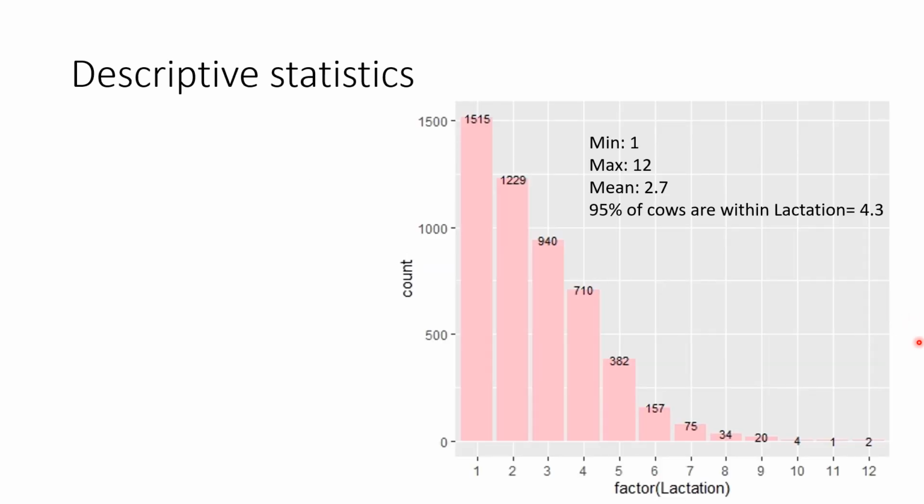Here we can see most of the cows are in first, second, and third lactation, and we have a mean of 2.7 lactations. 95% of the cows are within lactation 4.3.